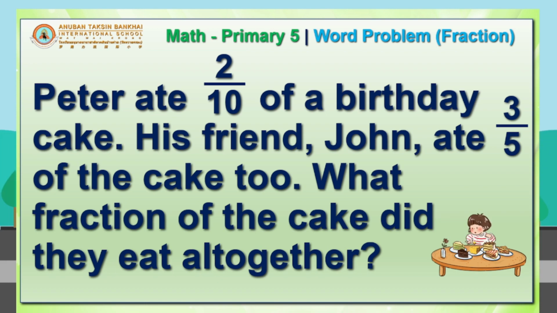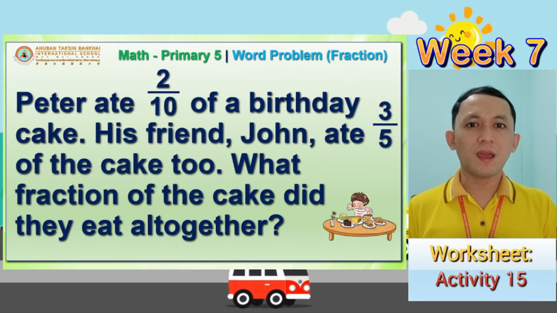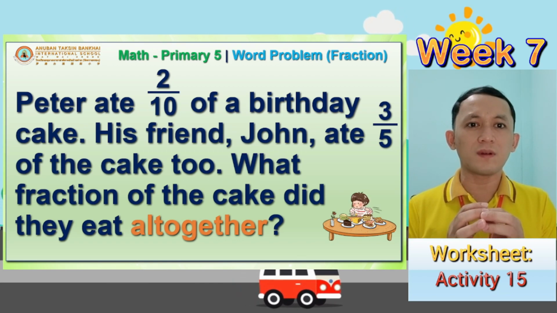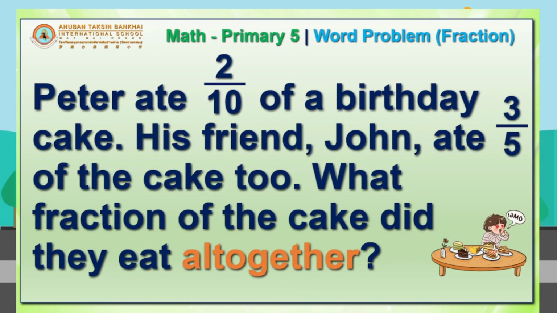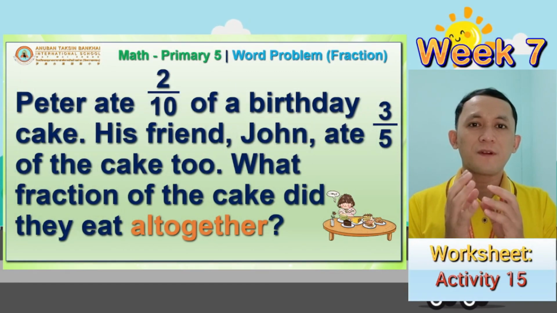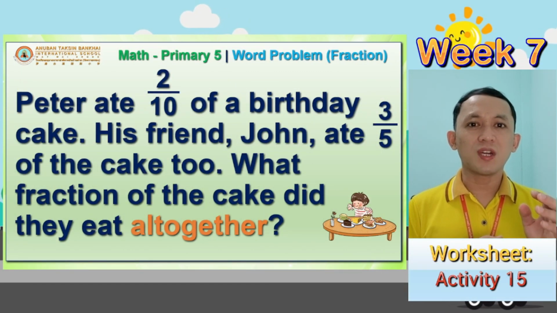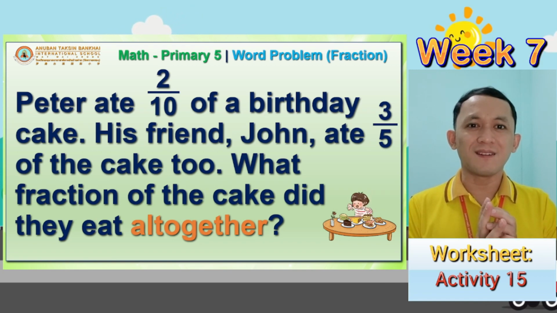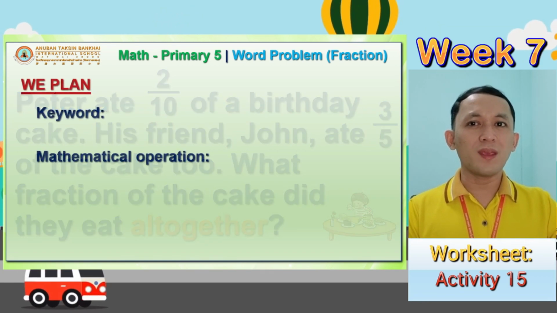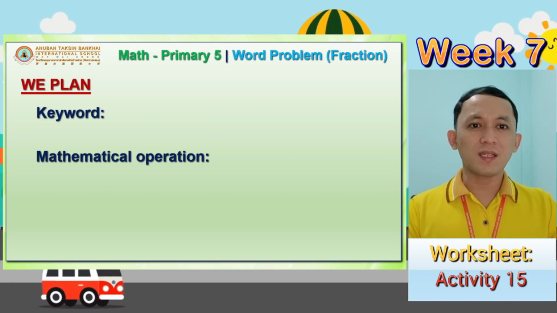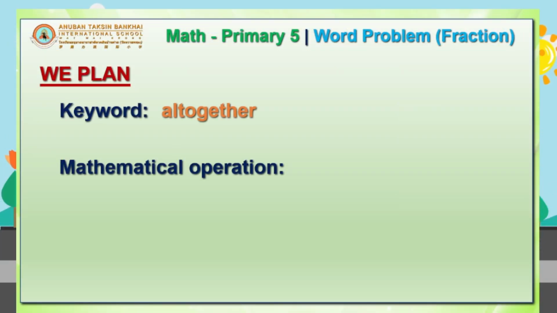Okay, so if you're going to read the problem, we have this word altogether. When we say altogether, meaning it's a combination of something. So therefore the word altogether is our keyword, meaning we are going to combine the fraction that Peter and John ate. So we are going to combine that. Okay, so by that, we can say that our operation is, of course, addition.